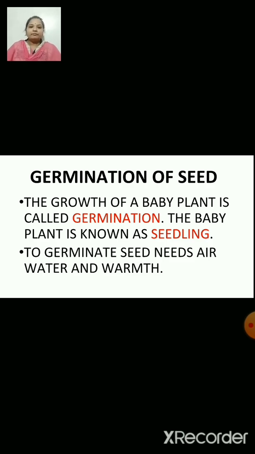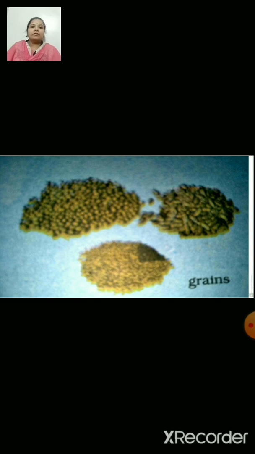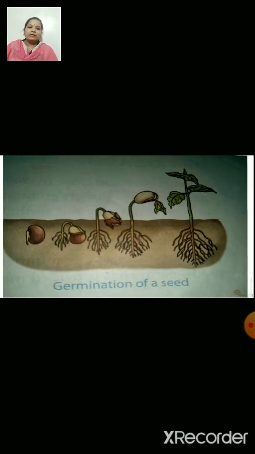Now, this is a picture of the grains or seeds. When they are soaked in water, can you see the picture? There are thread-like structures called radicles coming out from the seeds. When they look like this, we say that the seeds have germinated. Now, in this process, we can see how the seed germinates and grows into a new plant.